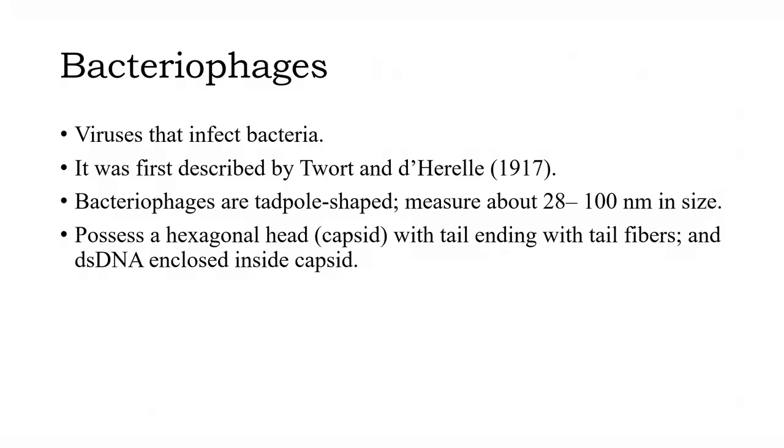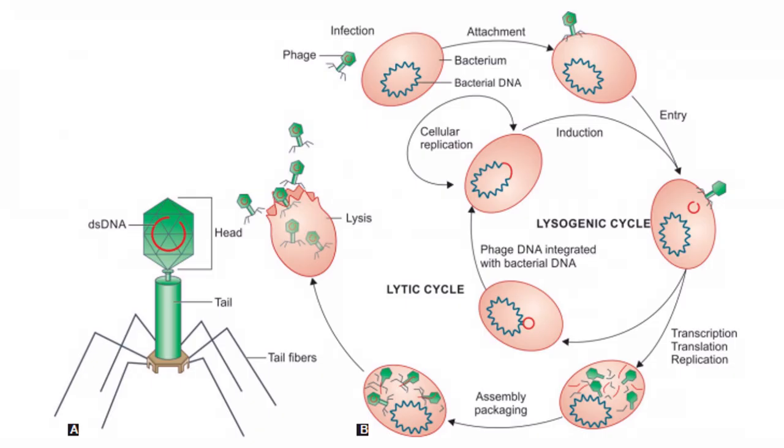In this scenario, you also have something called bacteriophages. These are viruses which infect bacteria. They are very small, tadpole shaped, with a hexagonal head along with a tail, and the tail fibers attach to the bacteria, and the DNA is sent inside through the capsid. So basically you have two cycles: the lysogenic cycle and the lytic cycle.